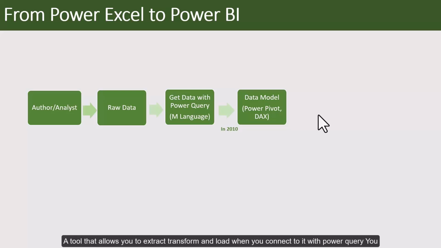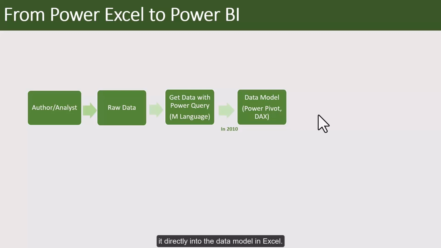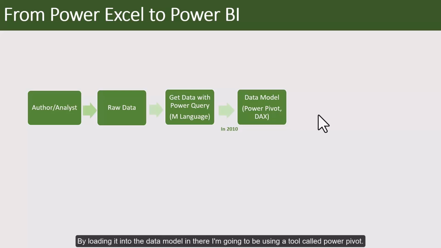When you connect to it with Power Query, you transform your data, you clean your data, it's in good shape, you like it, we are happy. The next step is to take this transformed data and to load it directly into the data model in Excel. By loading it into the data model in Excel, I'm going to be using a tool called Power Pivot. So Power Pivot was created in 2010 with Power Query as an external add-in by Microsoft.